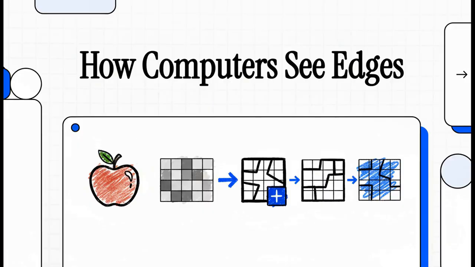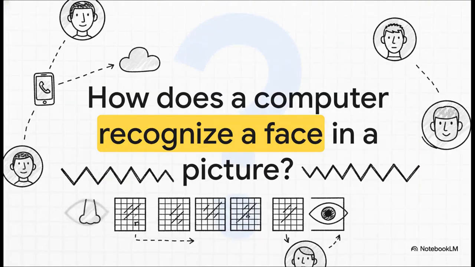So, today, we're going to pull back the curtain on one of the coolest secrets in all of artificial intelligence: how a computer actually learns to see. We're talking about the very first step it takes to understand any image you throw at it. You've seen it a million times, right? You upload a photo and instantly your phone or social media puts little boxes around everyone's faces. How does it do that?